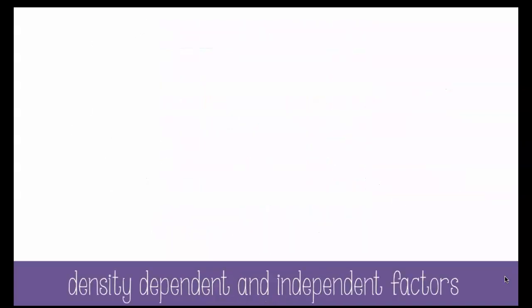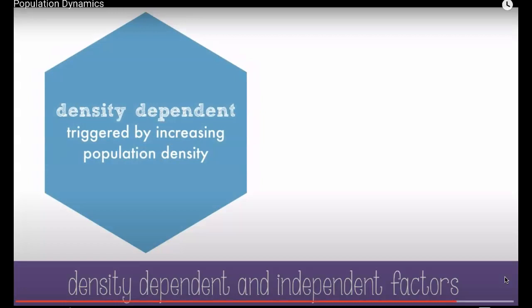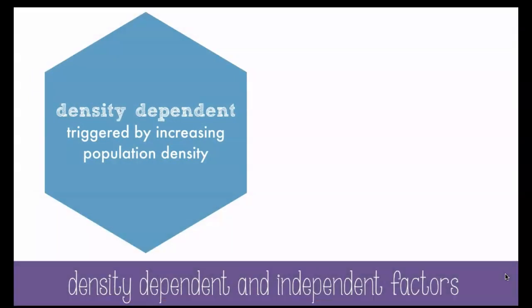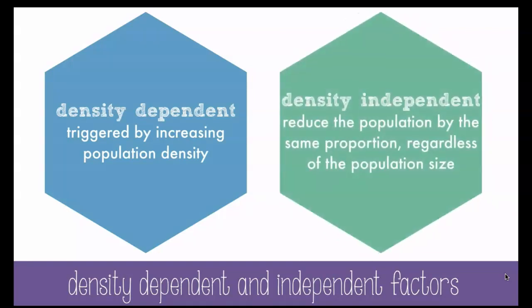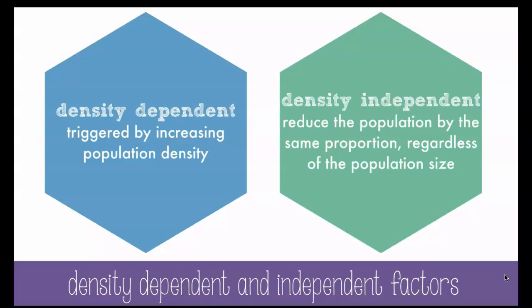Limiting factors can be categorized as density-dependent or density-independent factors. Density-dependent factors include resource limitations such as shortages of food or nesting sites, and they're triggered by increasing population density. With density-dependent factors, an individual's chance of surviving or reproducing depends on the number of individuals in the same area. Density-independent factors, such as weather, floods, and fires, reduce the population by the same proportion regardless of population size. Both of these can affect where the carrying capacity is.